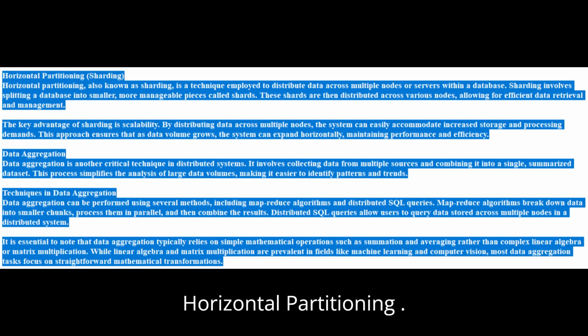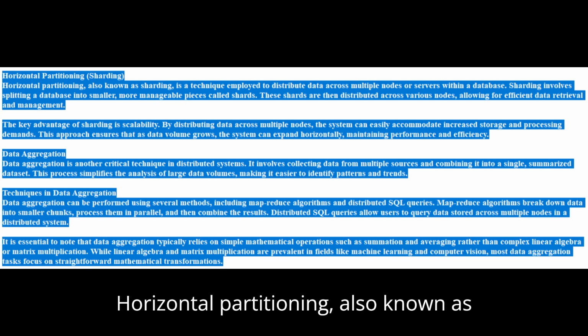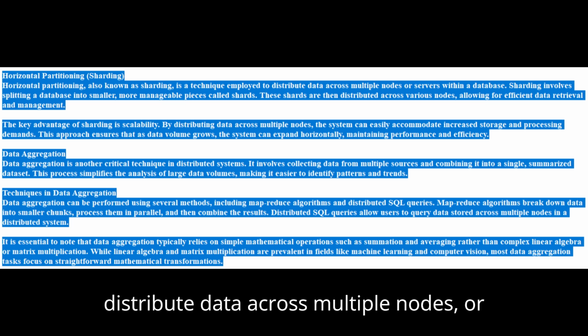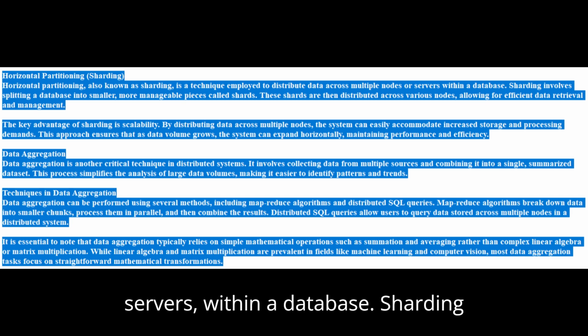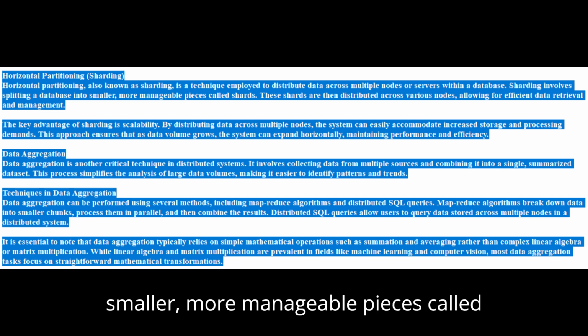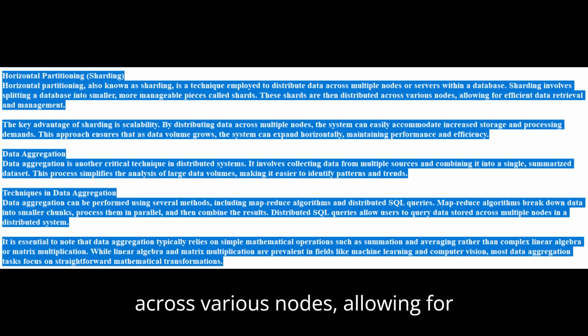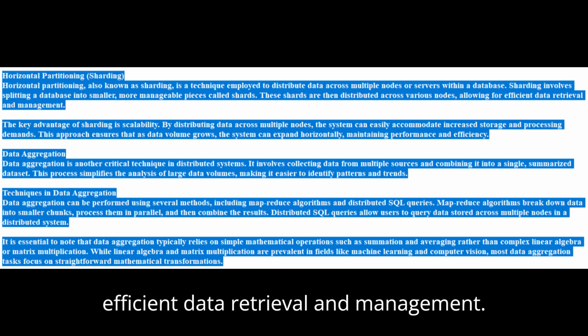Horizontal partitioning, sharding. Horizontal partitioning, also known as sharding, is a technique employed to distribute data across multiple nodes or servers within a database. Sharding involves splitting a database into smaller, more manageable pieces called shards. These shards are then distributed across various nodes, allowing for efficient data retrieval and management.